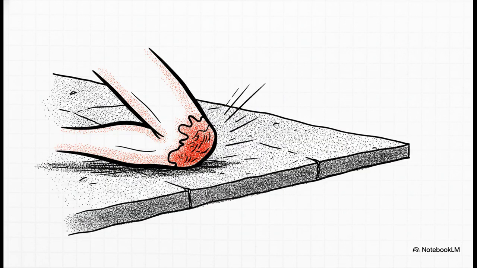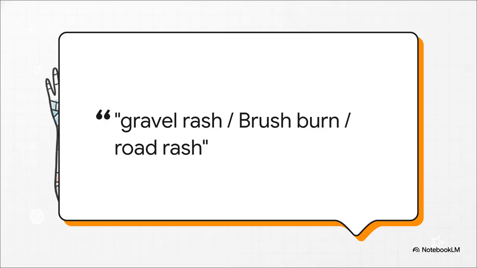Next up is the graze. Now this one is much wider, much broader than a scratch. It's what happens when your skin slides against a rough, wide surface. Just think about skidding on pavement for a second. And this slide just perfectly nails it with terms we've all heard. Gravel rash, brush burn, road rash. We know these words, especially when you hear about a road traffic accident or an RTA. They all paint a perfect picture of a graze, that wide area of scraped skin you get from friction.